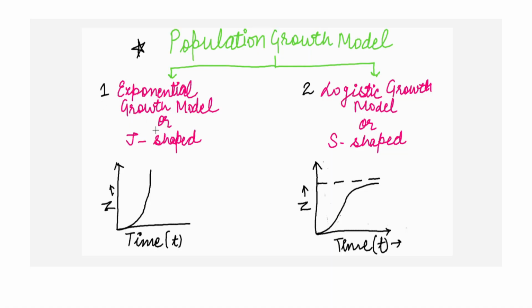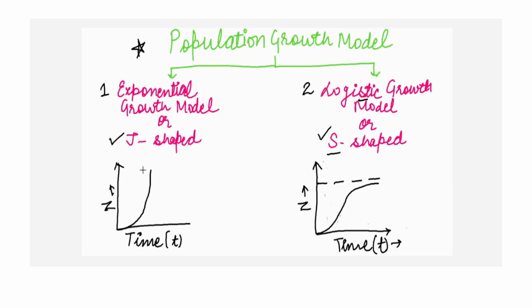Exponential growth model is also known as J-shaped growth model, and logistic growth model is also known as S-shaped growth model. So how can you remember this? If you cannot remember which one is S-shaped or J-shaped, in logistic we have the S word here, so you can remember that logistic means S-shaped growth curve. So exponential will be J-shaped.